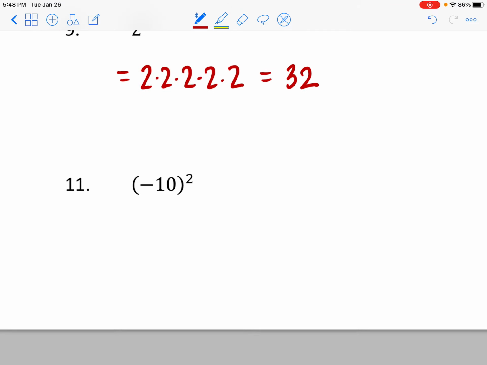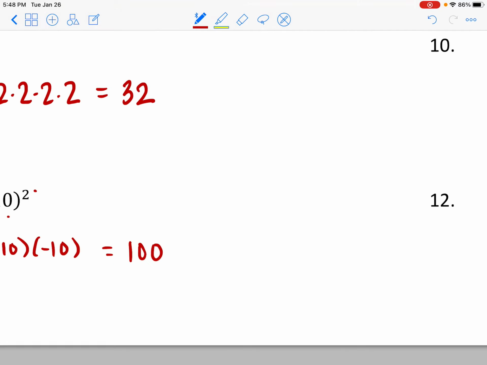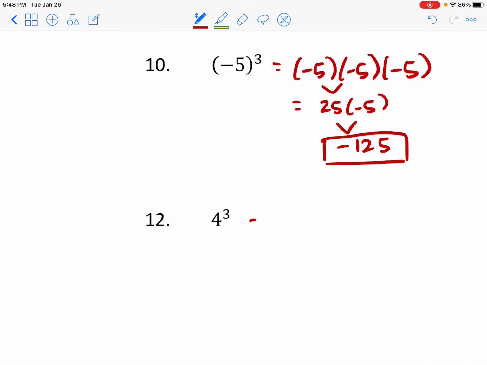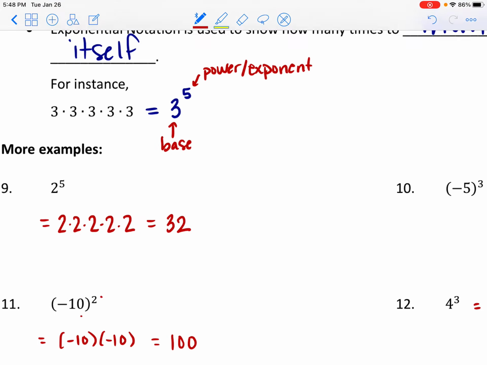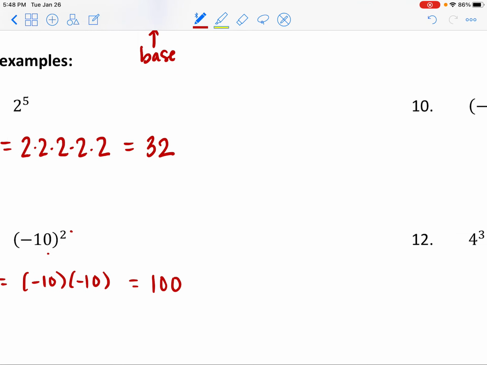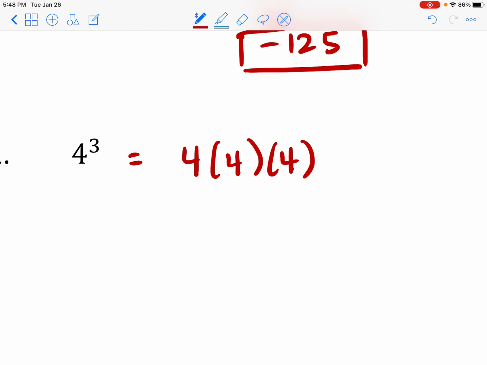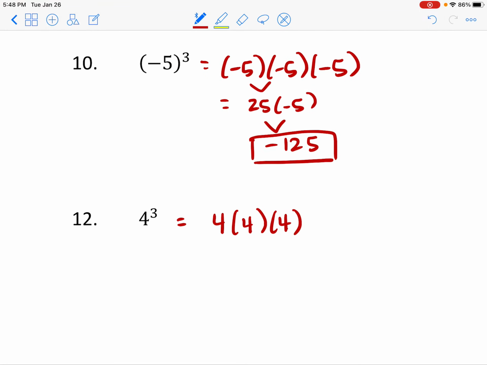Let's see, negative 10 squared. This means we're going to be multiplying negative 10 by itself twice. So the base 2 times, and negative 10 times negative 10 is going to make a positive 100. And then here, 4 cubed means 4 is going to be multiplied by itself 3 times. And whether you're using the parentheses or the multiply dot like we did in number 9 there, doesn't really matter. Although we tend to get away from using the dot. Parentheses are a little more appropriate as you go further along in algebra, although they're the same.